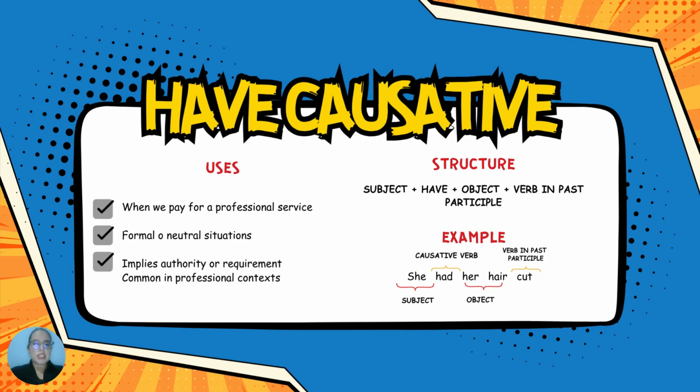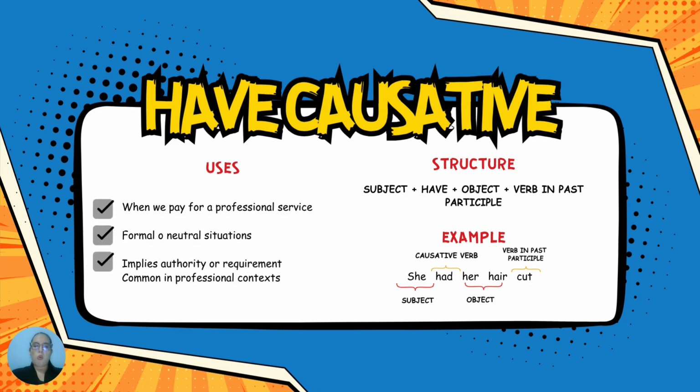A subject, a causative verb, in this case have, an object, and finally a verb in past participle. This is a simple example of a sentence that uses have as a causative verb. She had her hair cut.